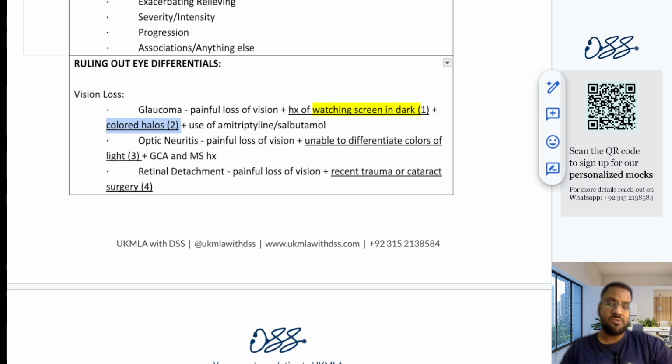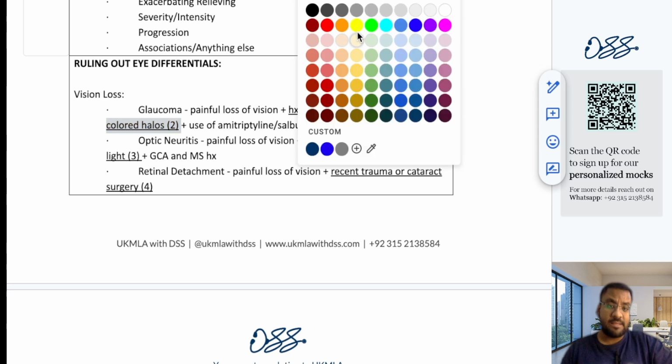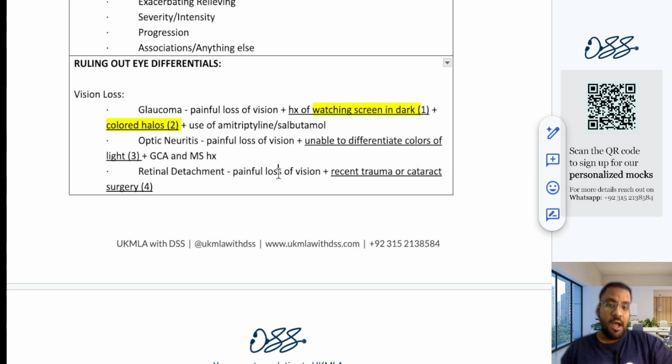Halos are basically colored lights that you see around your vision. So you have to ask about the colored halos. And then later on in the history, you would be getting the use of amitriptyline or salbutamol for depression or for asthma. But the two most important things that will help you rule out glaucoma are the history of watching in the dark and colored halos.